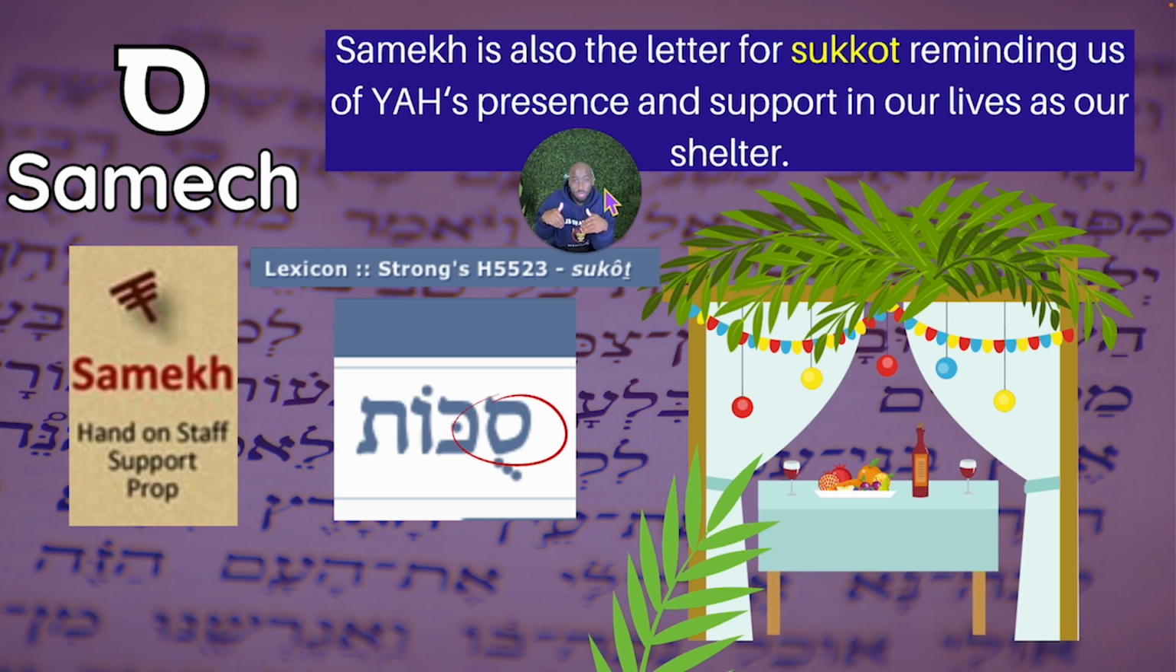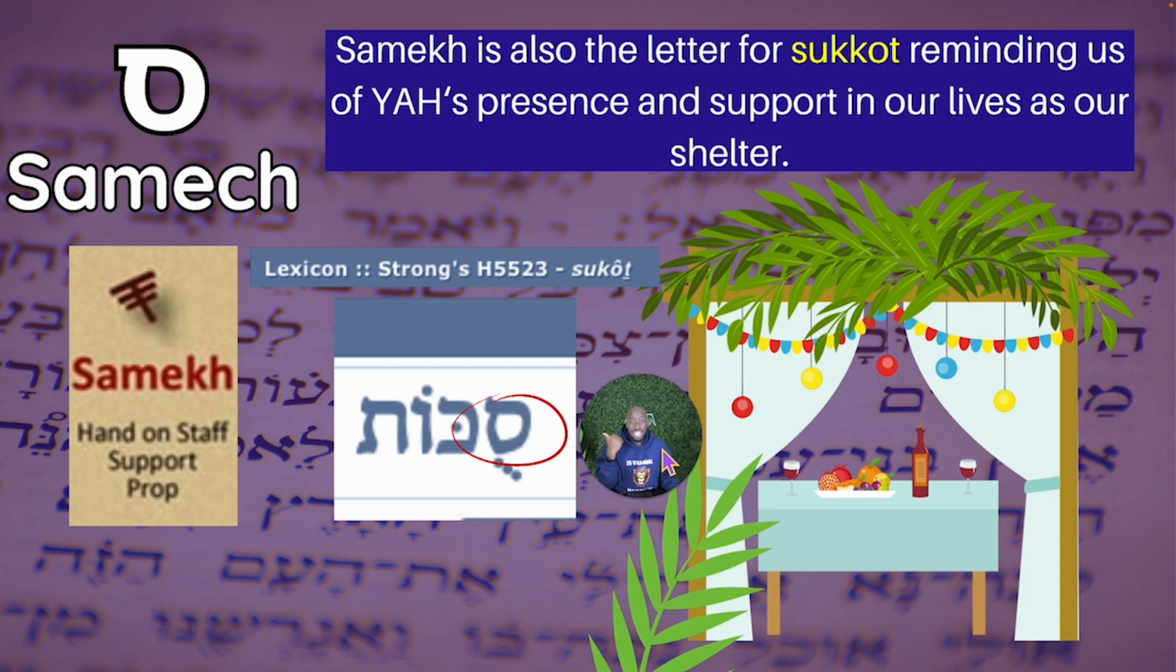Right here, below me, you can see the Strong's number, according to Blue Letter Bible. Sukkot, the Strong's number is H5523. And you can see right here, this is the first letter of the word Sukkot. So I love that the first letter of the word Sukkot reminds us of support, protection, and shelter. Because that's what a sukkah is.